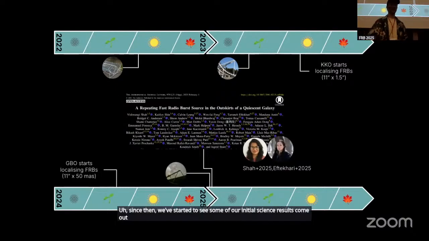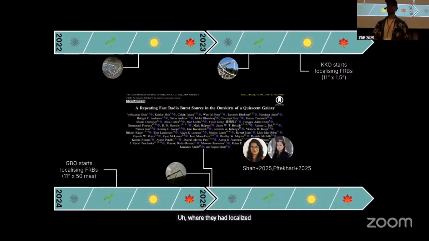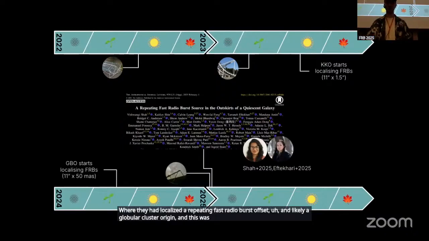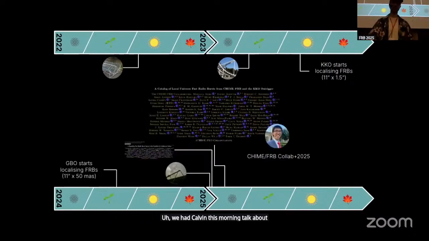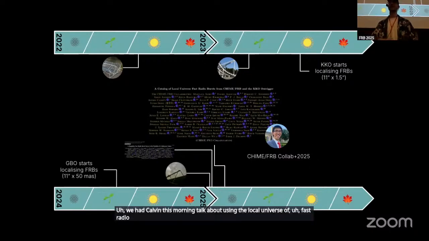Just to highlight a couple of these that have happened over the past 6 months, we had Vishwangi and a companion paper led by Taranay, where they localized a repeating fast radio burst, offset and likely of globular cluster origin. And this was all done using the first Outrigger. We had Calvin this morning talk about using the local universe of fast radio bursts, also with the KKO Outrigger.